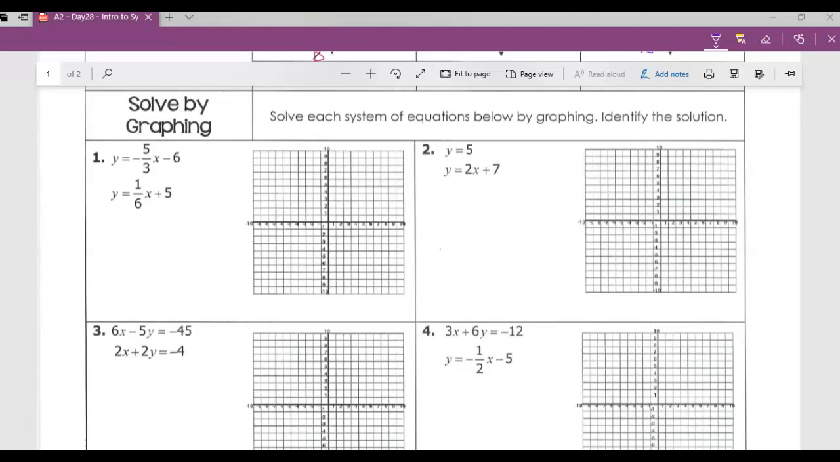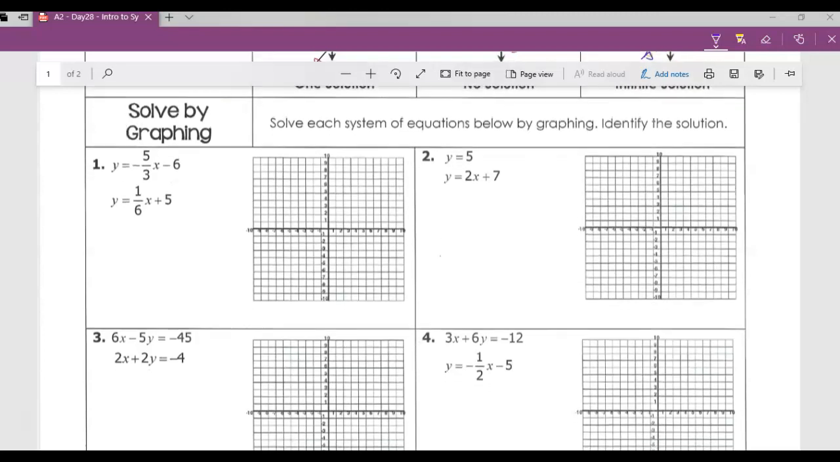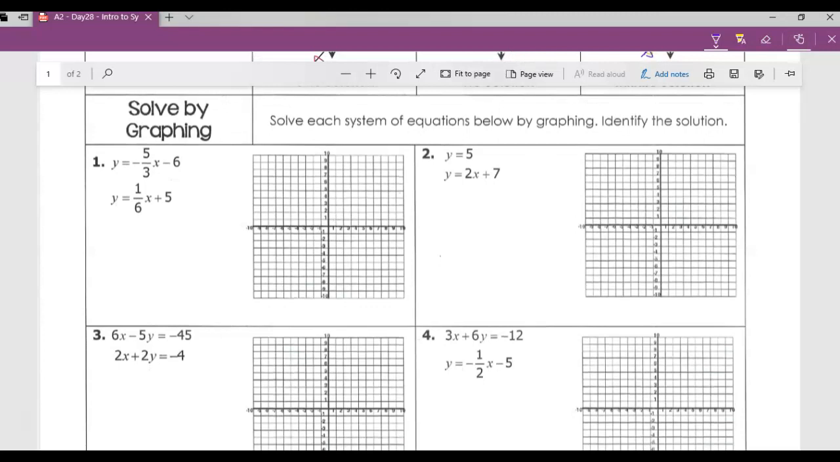So, number one, our first equation says y equals negative 5/3 x minus 6. This last number at the end, let me hold the screen there. This negative 6 is my y-intercept. So I'll go ahead and make a point there. And then the negative 5/3 is my slope. So that means go down 5, right 3. However, I don't have enough spaces to go down 5 and right 3. I'll run off the grid.